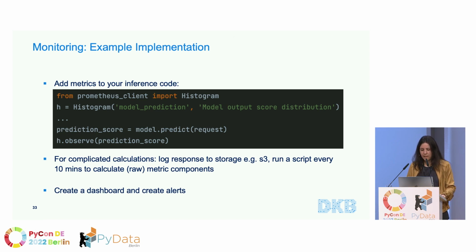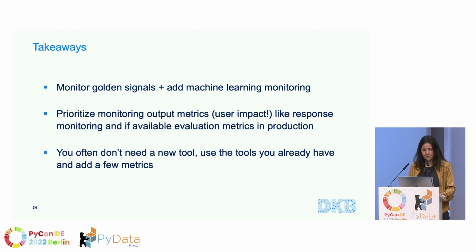For a more complicated calculation, maybe you want to do these statistical measures, you can also log each response of your model to storage, like a database or maybe S3, and then run a script, let's say every 10 minutes, to calculate raw metrics that you put either in a database or into a monitoring solution, and then you monitor on that metric. IT-wise, it's not very complicated, but I wanted to show you an example.